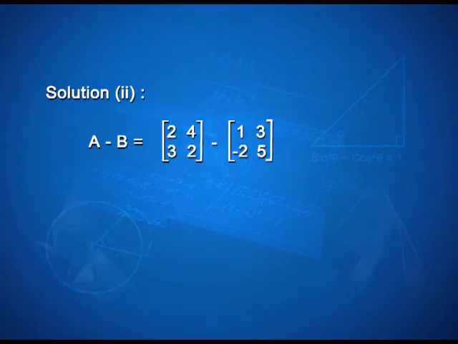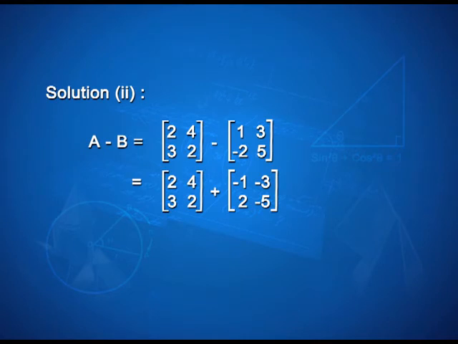Now, to see the subtraction of matrices A minus B, we can write 2, 4, 3, 2 minus 1, 3, minus 2, 5. Subtraction means adding the negative of a matrix, that is 2, 4, 3, 2 plus minus 1, minus 3, 2, minus 5. Now, 2 minus 1 gives me 1, 4 minus 3 gives us 1, 3 plus 2 is 5, 2 minus 5 is minus 3.